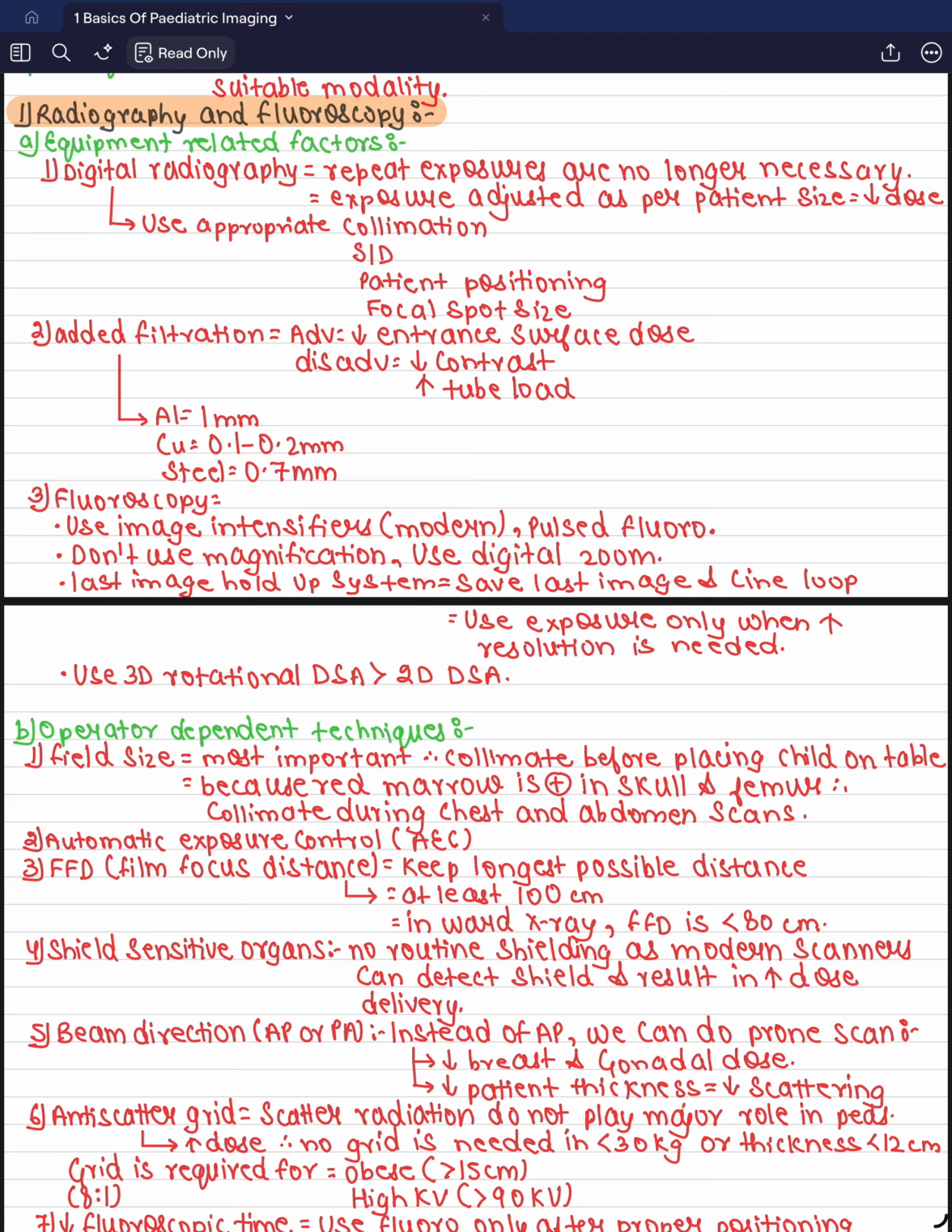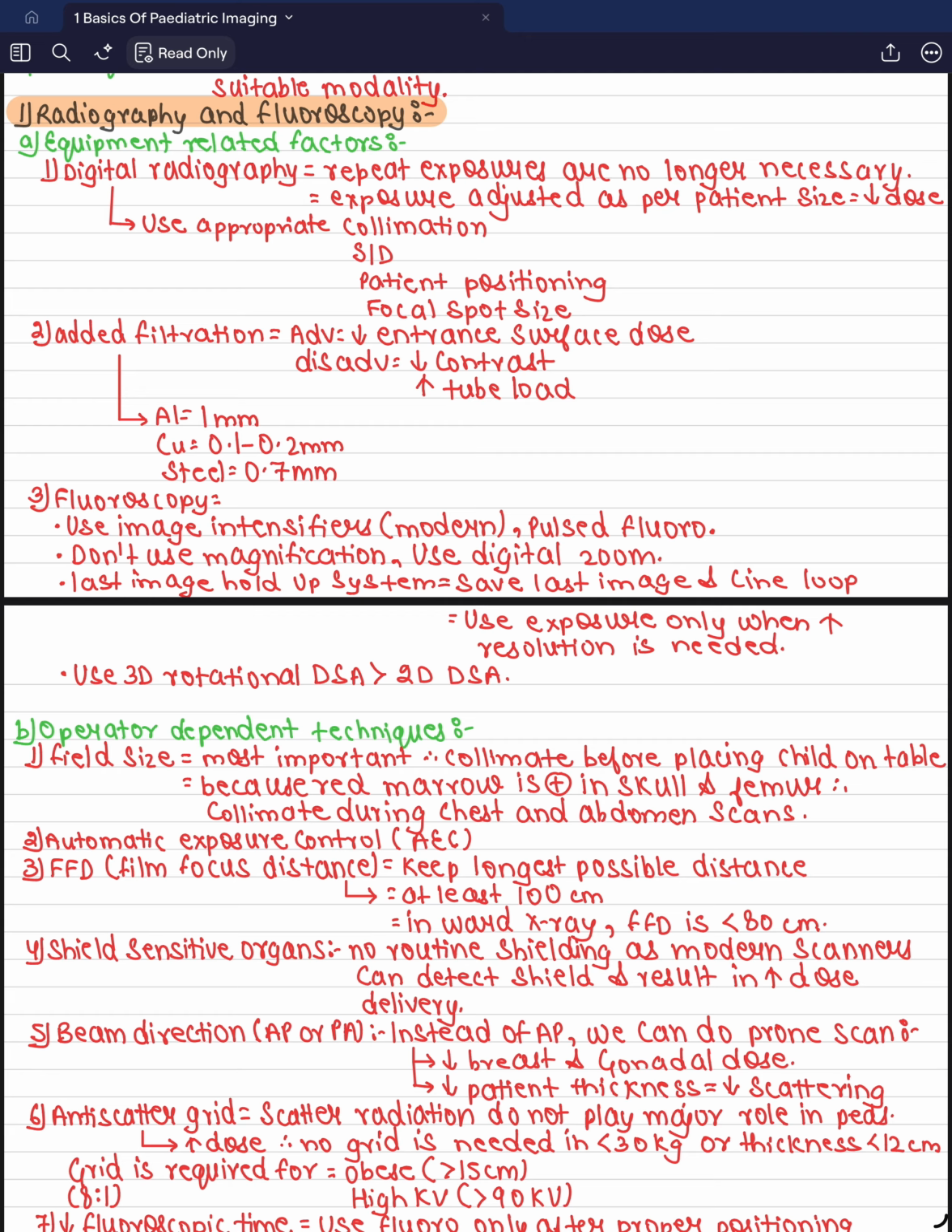The second thing that we can use is added filtration. What is the use of filtration? Filtration will remove the low energy X-rays, so it will decrease the dose. Which dose? It will decrease the surface dose, meaning skin dose, entrance surface dose. But what is the disadvantage? It also decreases the contrast, and it increases the load on the tube because you are using filtration.